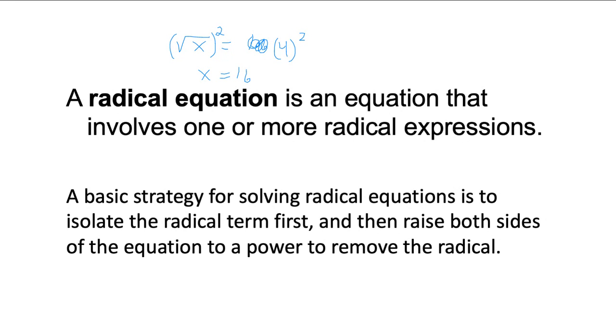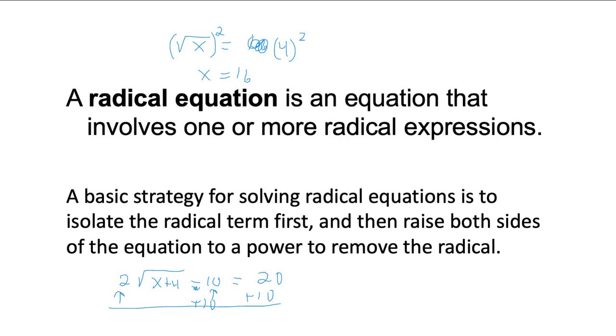Now, in that problem, the radical was already by itself. Now, let's say I gave you something like this. Let's say I give you 2 times the square root of x plus 4, minus 10, is equal to 20. Okay? So now the radical's not all by itself. There's a 2 on this side. There's a minus 10 on this side. I've got to get those numbers out of there before I can square everything. So I'm going to add 10 to both sides.